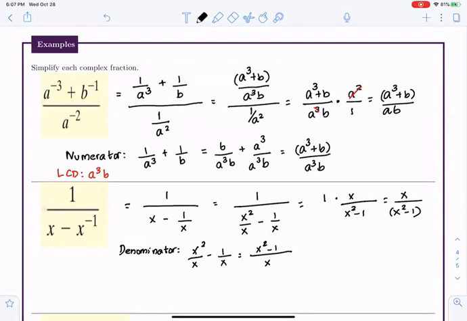You may leave it as is, or you could write it as x plus 1 times x minus 1. Either answer is acceptable.